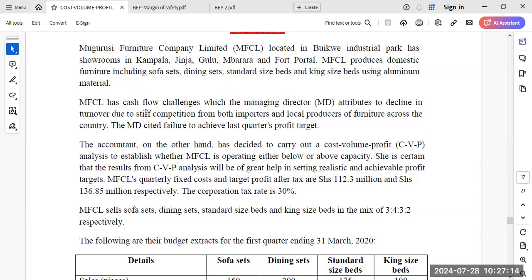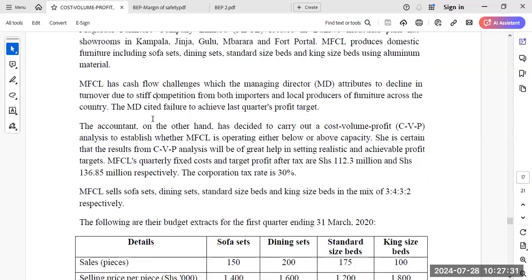This company has cash flow challenges, which the managing director attributes to decline in turnover due to stiff competition from both importers and local producers of furniture across the country. The MD cited failure to achieve last quarter's profit target.